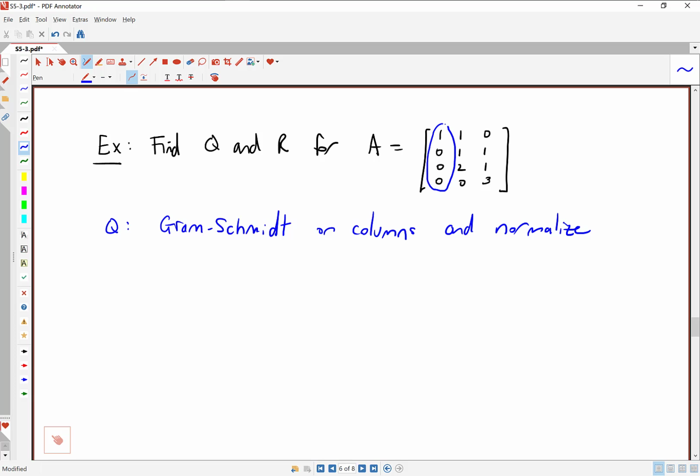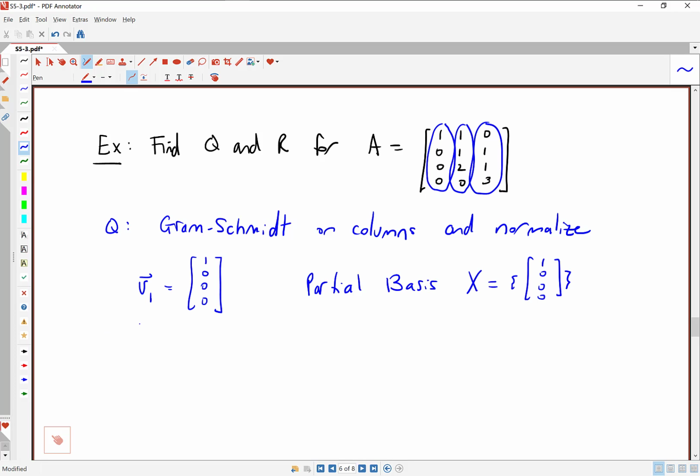So we're just looking at the different columns of our matrix A here, and we'll consider those to be our vectors. So our first vector, V1, just grabbing the first column of A, and we just immediately put that into our partial basis, which we'll call X. So no calculations required in that first step. Now we're going to work on building the second basis vector. So we'll take the second column of A, and we will subtract off its projection onto our partial basis. And what that's leaving us with is a vector that is orthogonal to our basis.